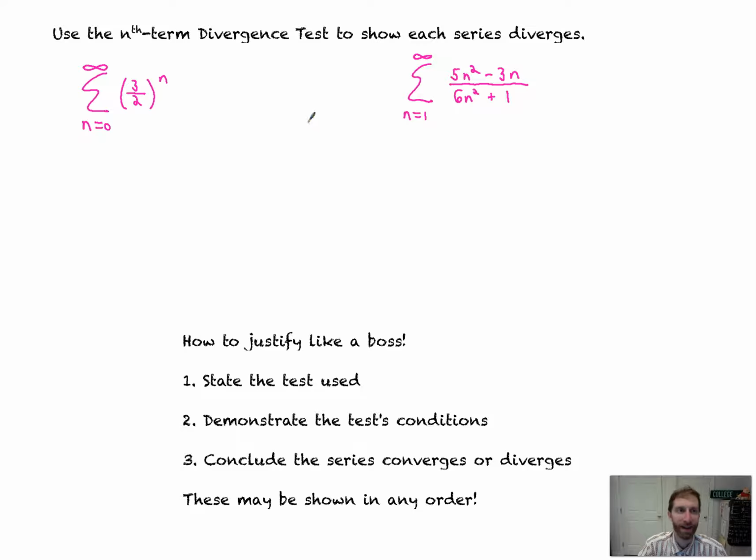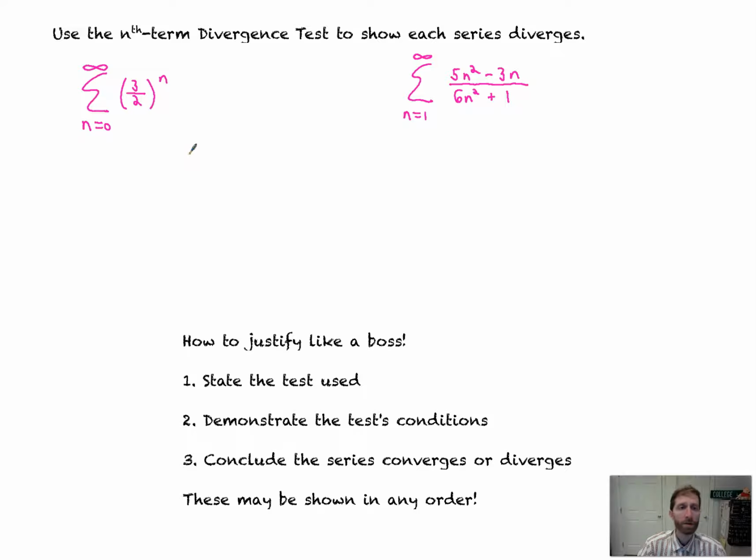Let's actually use the thing. This says use the nth term divergence test to show each series diverges. I'm going to introduce you to how to justify each series formally, because if you're taking the BC exam, you're going to need to know how to do this. Some college professors in Calculus 2 and teachers in BC Calculus in high school will require you to be able to justify your answer. We'll go through this list at the bottom, but I'm going to show you in action first how to justify.